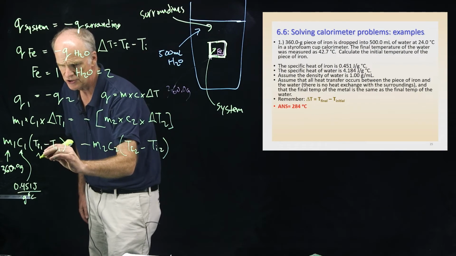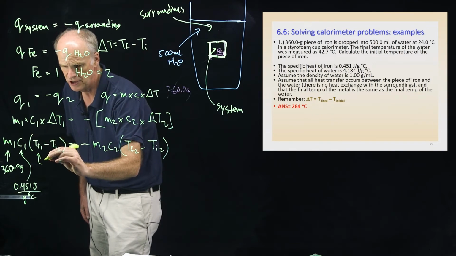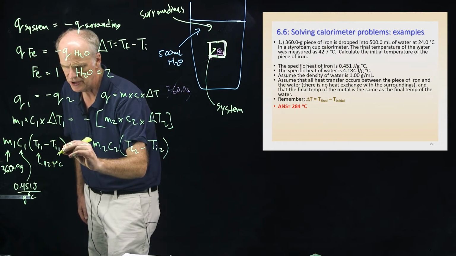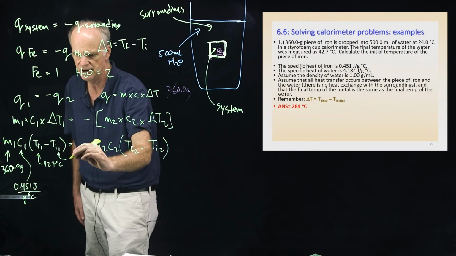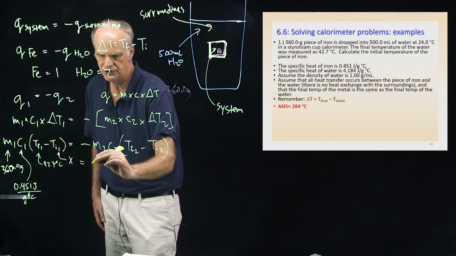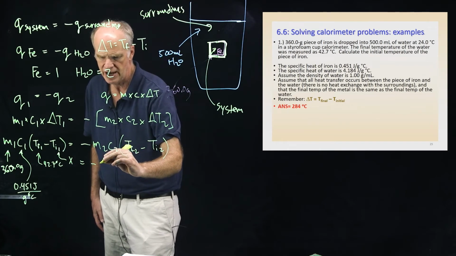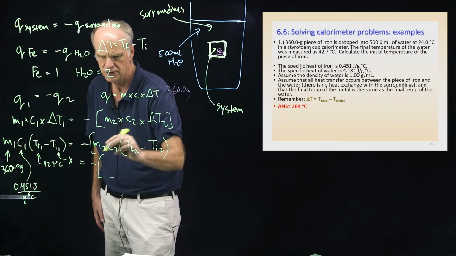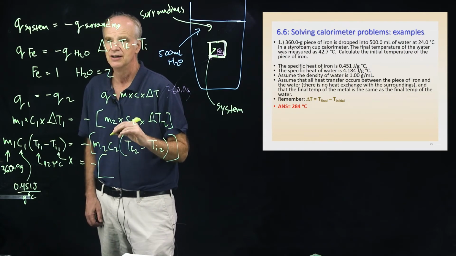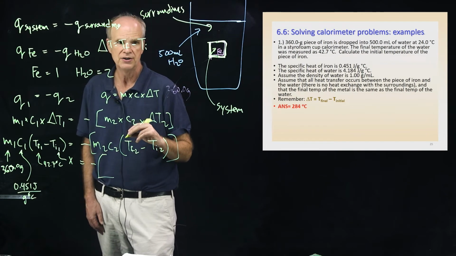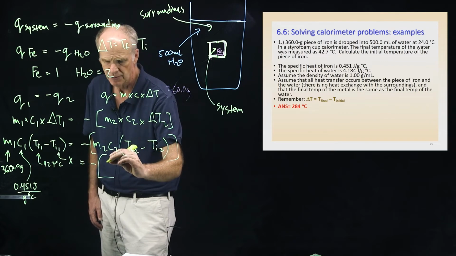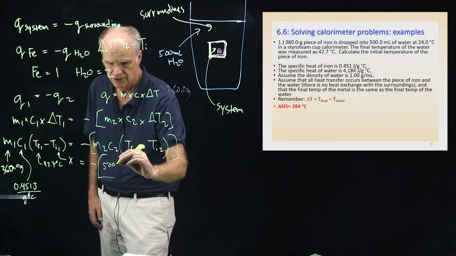So the final temperature of the iron is going to be 42.7 degrees Celsius, and the initial temperature of the iron is actually what we're trying to find. So that is the x. Okay, so it's going to be equal to negative, so M2, let me put brackets here. So M2 is, I guess, the mass of the water. Now, we're given a volume of water. It's 500 milliliters of water. Let's assume that the density of water is 1 gram per mil. So the mass of the water is 500 grams.